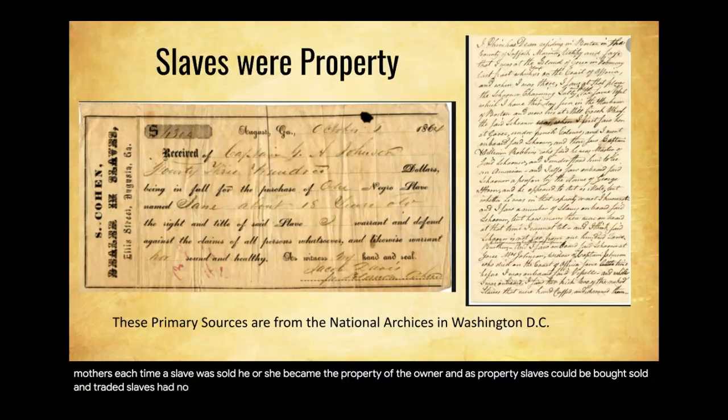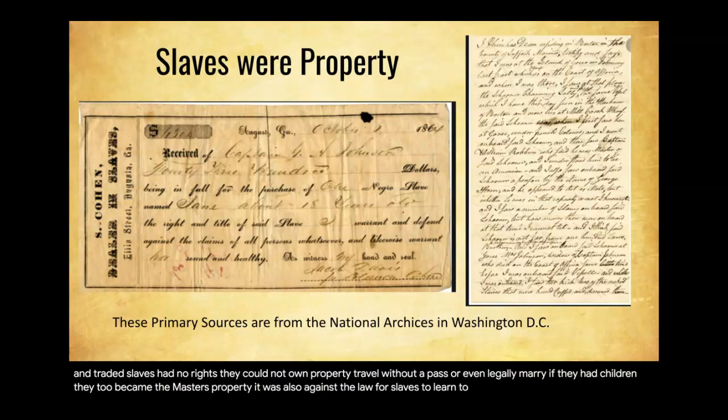Slaves had no rights. They could not own property, travel without a pass, or even legally marry. If they had children, they too became the master's property. It was also against the law for slaves to learn to read or write, although some did learn discreetly.